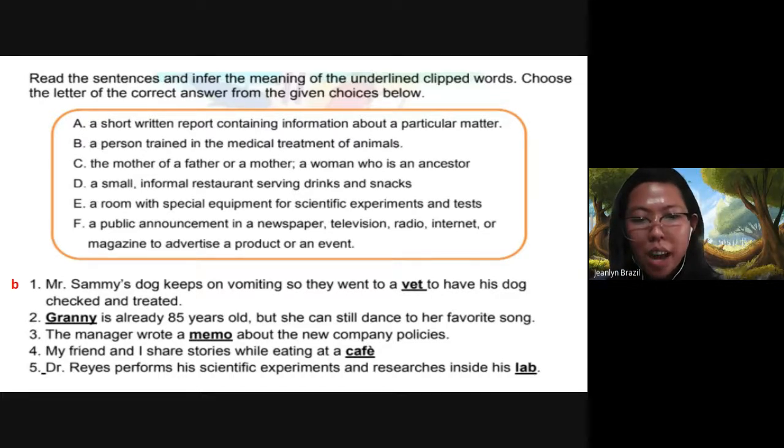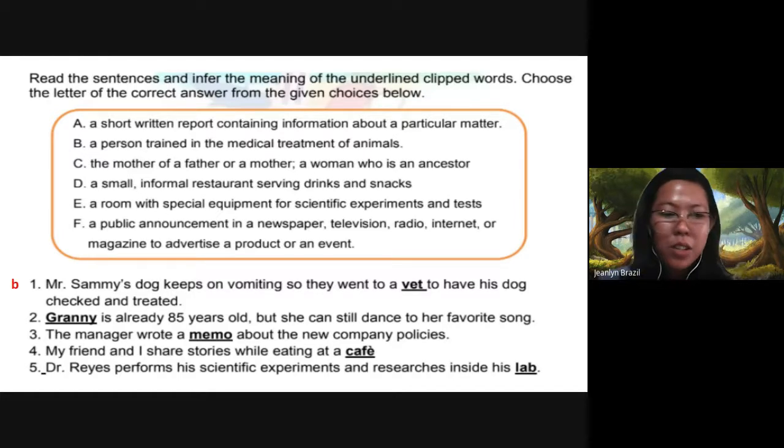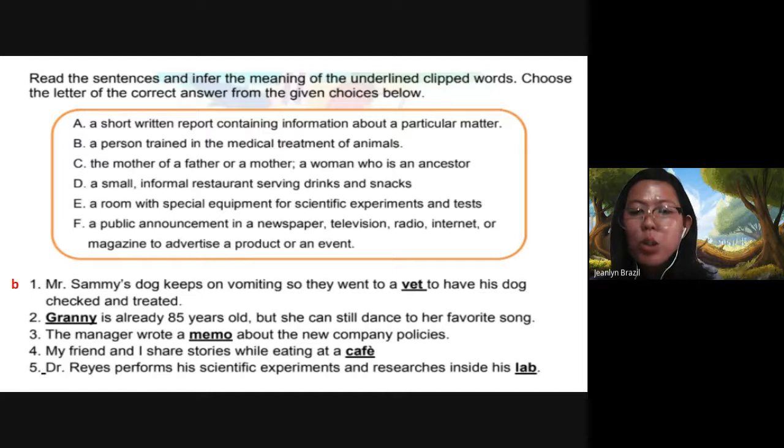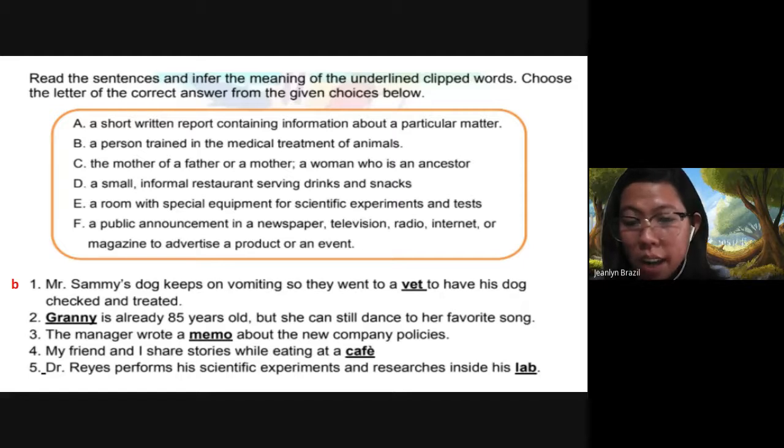Oh, can you see the answer now for number one? Raise your hand if you see the answers. Yes, Shandy, Hillary, Ava, Charisse have seen the answer. Okay, so vet means a person trained in the medical treatment of animals. So they are the ones who treat the animals. They are the doctors of the animals because they are trained to treat the animals. So number one is B. What about number two? Who wants to answer? Read first the statement and second, determine the meaning of that underlined word. Who wants to answer? Yes, Ken.